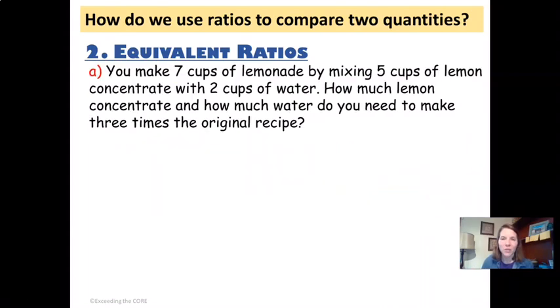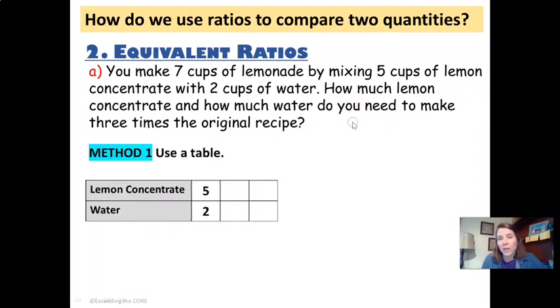One place we often see equivalent ratios used is when we're doing some kind of cooking or making a recipe. Sometimes you want to make more than the recipe is going to make, or sometimes you want to make less. So you might have to multiply or divide to find out how much of each ingredient you actually need. For example, if I were making 7 cups of lemonade, and to do that I need 5 cups of lemon concentrate and 2 cups of water, but I decided that I need to make 3 times that amount. I don't want 7 cups, I actually want 21 cups of lemonade. So the question is, how much lemon concentrate and how much water do you need to make 3 times the original recipe? We can set up that table.